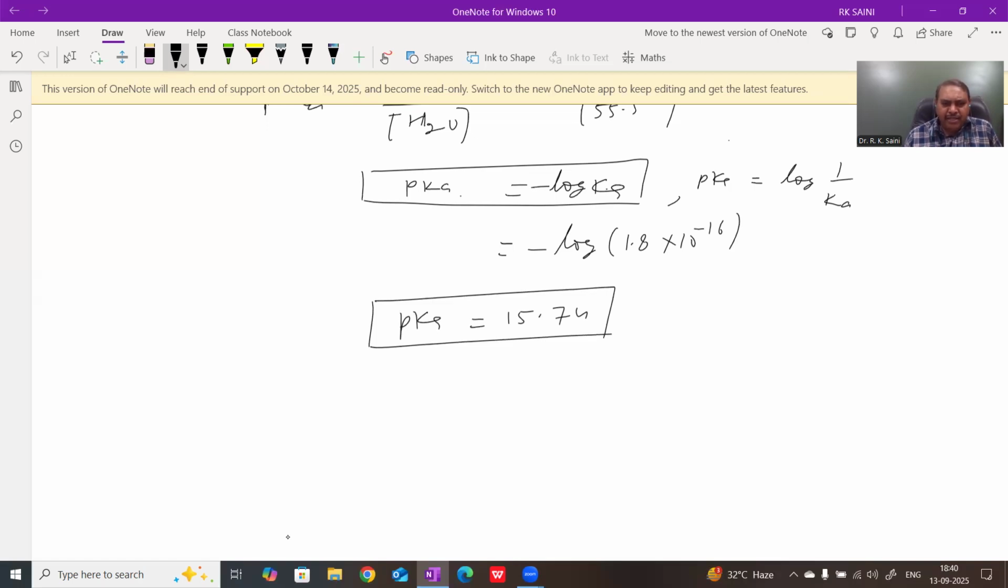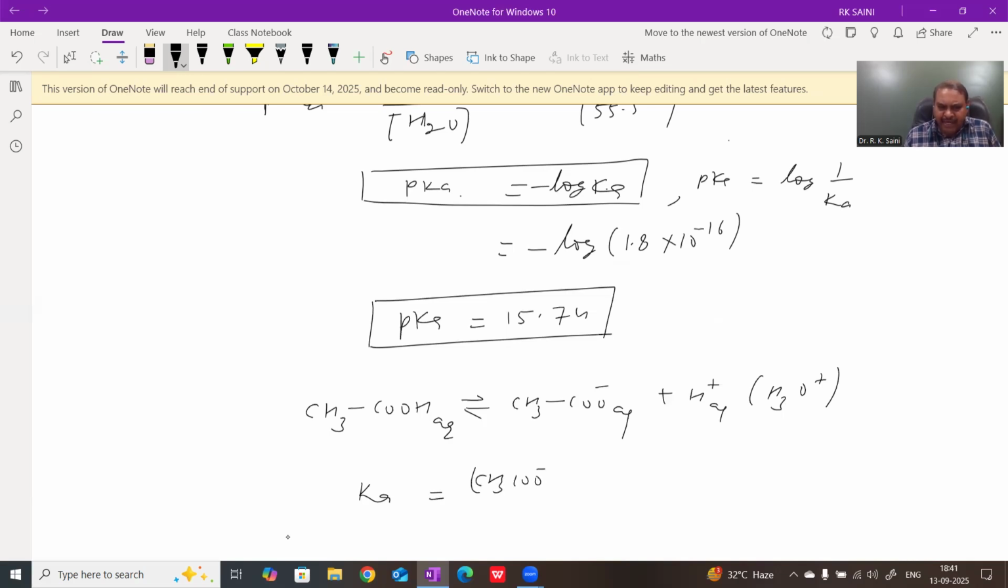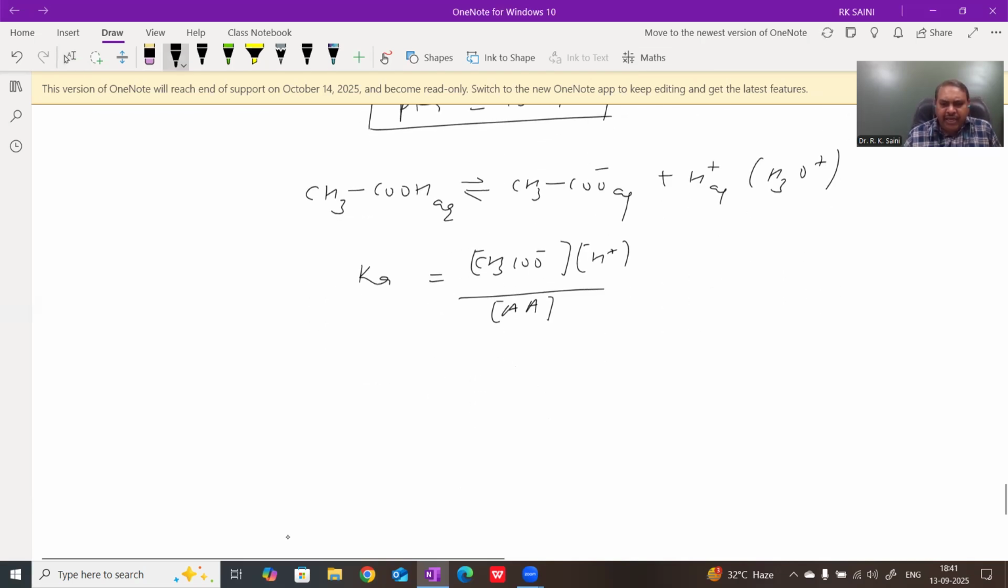Now we consider another acid, an organic acid, such as acetic acid. In aqueous solution, it also ionizes and gives acetate ion, solvated acetate ion, and solvated H plus ion, or we write hydronium ion also. The Ka of this acid is concentration of acetate ion into concentration of H plus ion upon concentration of acetic acid. The Ka of acetic acid is 1.8 into 10 to the power minus 5.